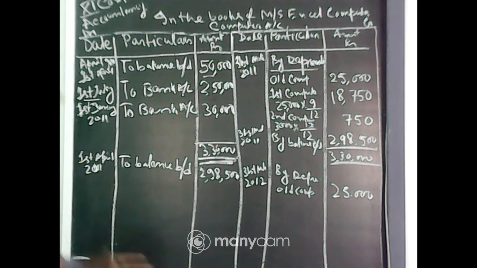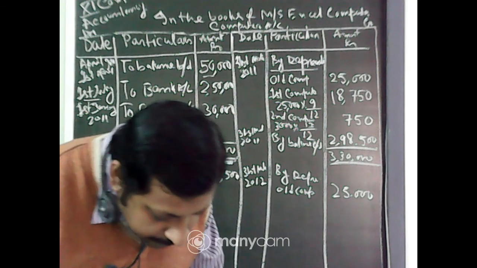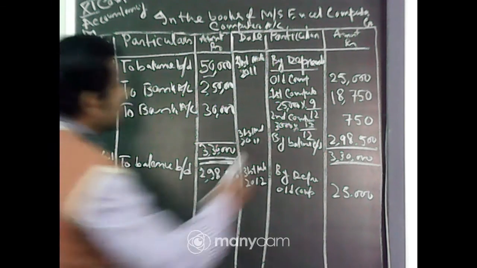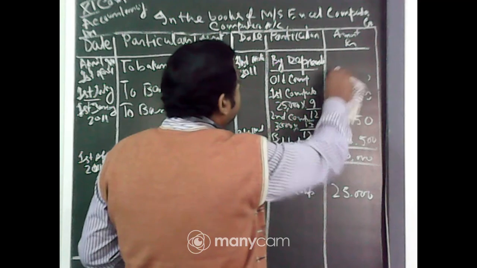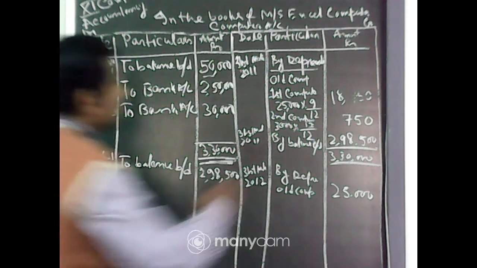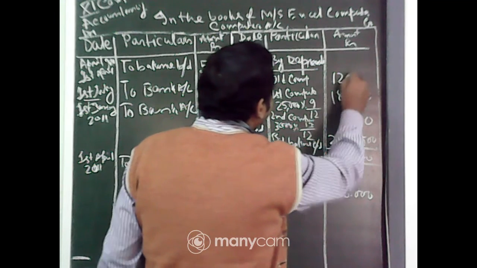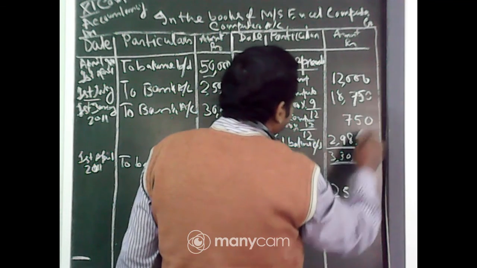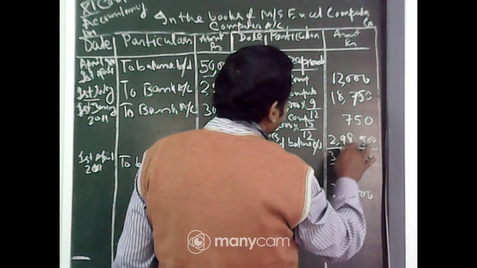Oh, sorry. The first machine value is actually 1,20,000, the old machinery. I have done the wrong thing. Old machinery value is actually 1,20,000. So, their depreciation will be 12,000. 1,20,000, 10% is 12,000. Then the balance will become, okay, 2,98,000.